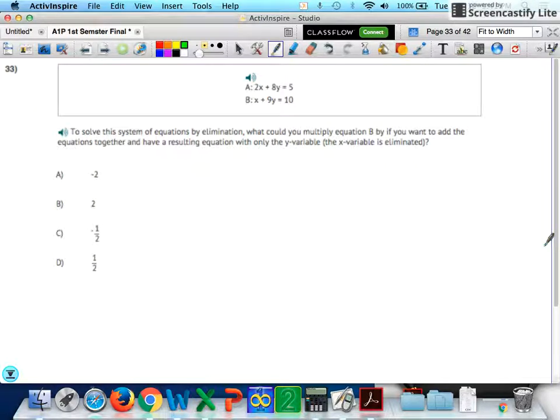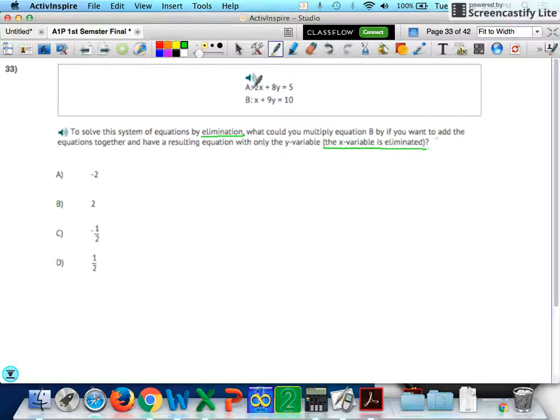Number 33 says, if we want to solve by elimination, so it's a system of equations, they're telling me to use elimination. But then they actually force me to use it. They say, what could you multiply equation B by? So they're asking about the steps of elimination. That will result in only the y variable, which is key to mean that the x variable is eliminated.